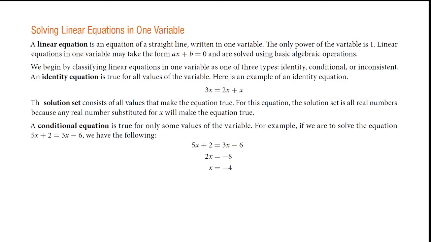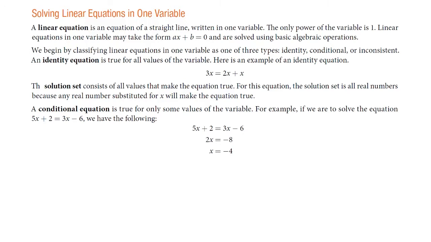A linear equation in one variable is the equation of a straight line written with just one variable, in this case x. The only power of the variable that's allowed is the power of 1. Linear equations in one variable usually take the form ax plus b equals 0. There are three types of equations: identity, conditional, and inconsistent.